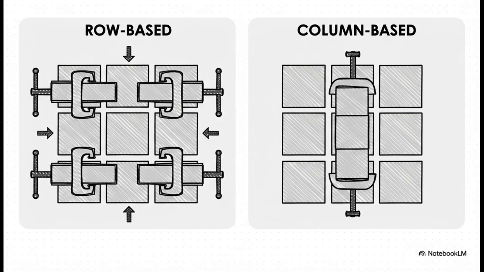Now, what about making the data smaller? You've got two main flavors here. Row-based compression squeezes each individual row, which is great for transactional systems. But for analytics, column-based is the absolute king. It takes all the values in a single column, like a country column, and compresses them all together. And because you have so many repeated values, the compression you get is just fantastic.